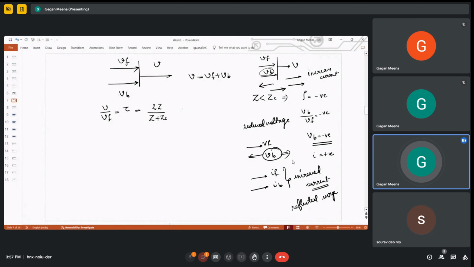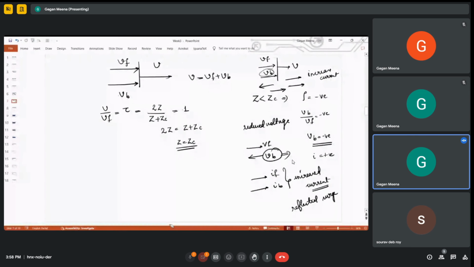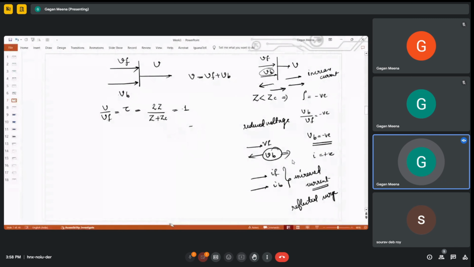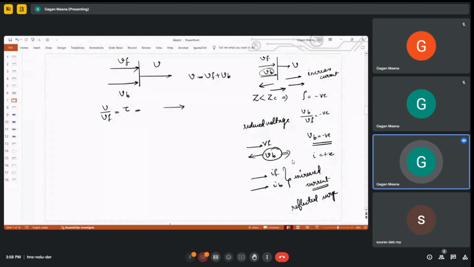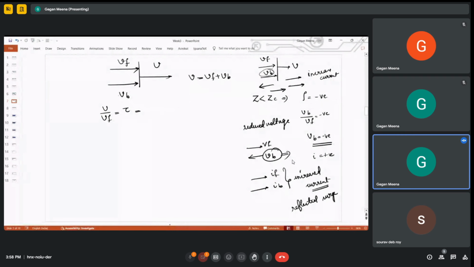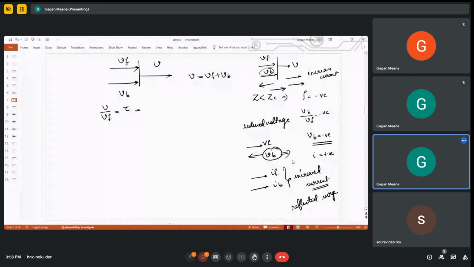So when will this become 1? Tau will become 1 when 2Z is equal to Z plus ZC. That means Z equals ZC. So when the line is terminated with its characteristic impedance, then the entire forward voltage is transmitted. There is no backward voltage. So this is 2Z upon Z plus ZC.